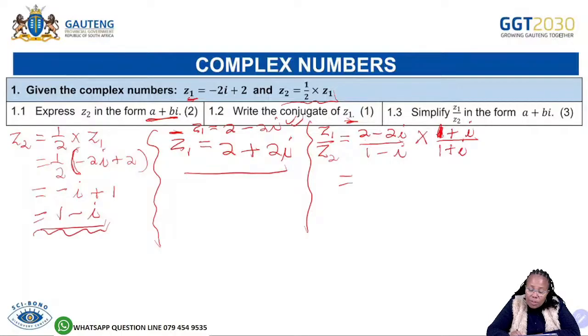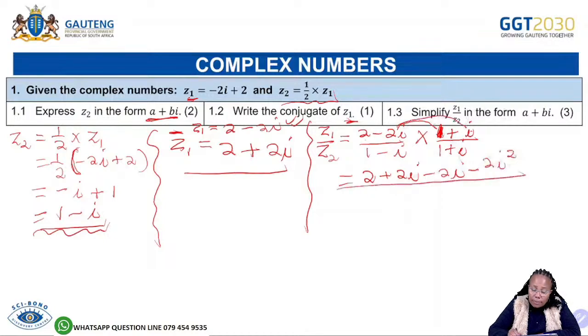It will be 2 times 1, which is 2. 2 times I is plus 2I, and minus 2 times 1 is minus 2I, and minus 2 times I is minus 2I squared, all over 1 minus I, 1 plus I. Those two are the conjugate. Therefore, they will give us 1 squared, which is 1, minus I squared. So we end up with 2 plus 2I minus 2I, which will cancel. And then minus 2I squared is a negative, negative 1, over 1 minus I squared is a negative 1.